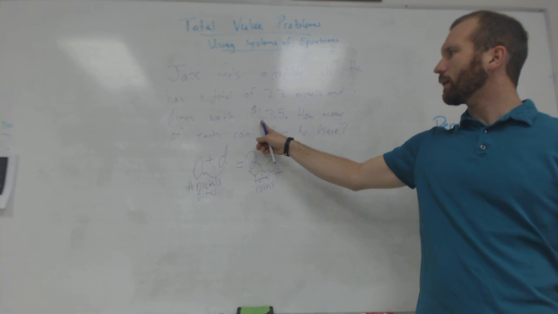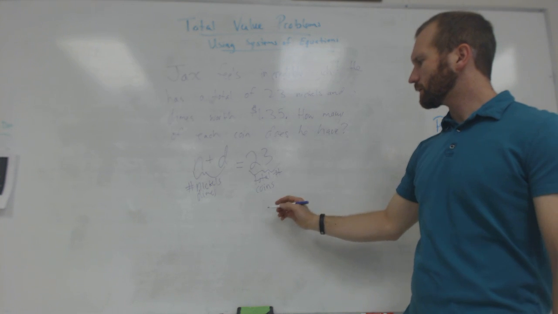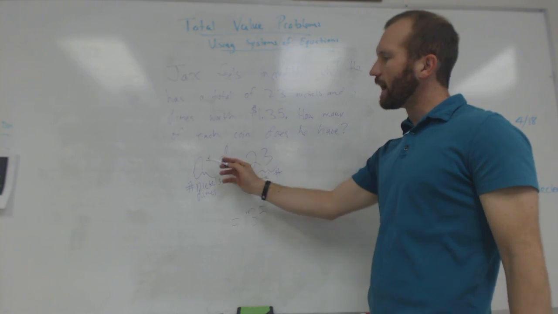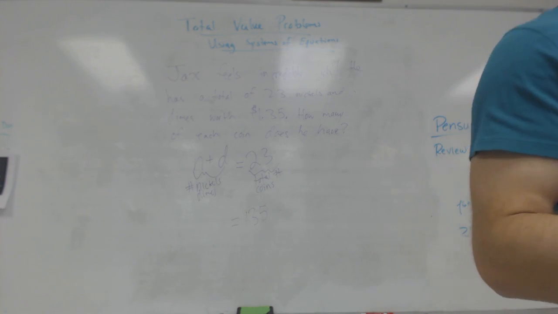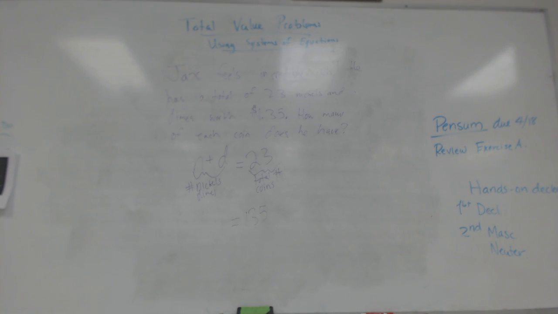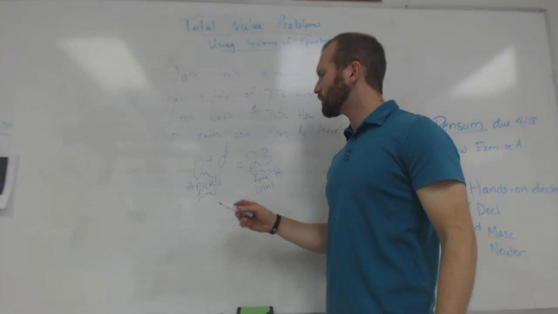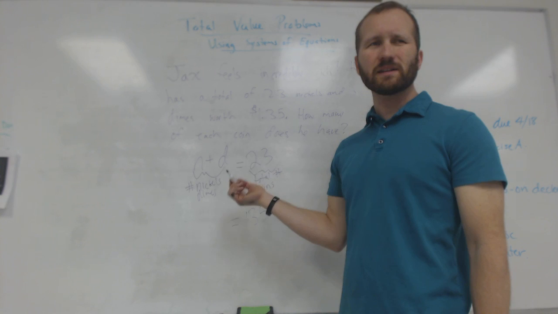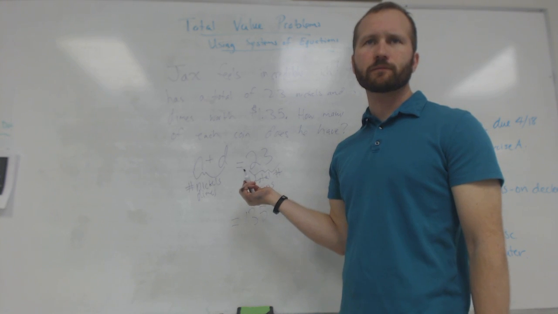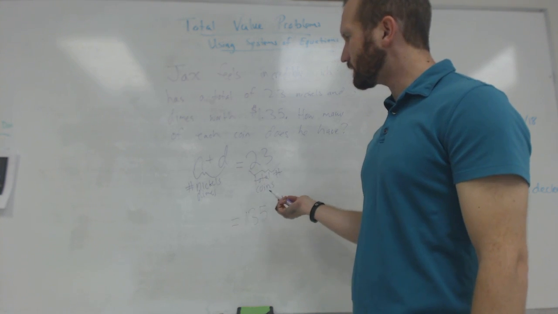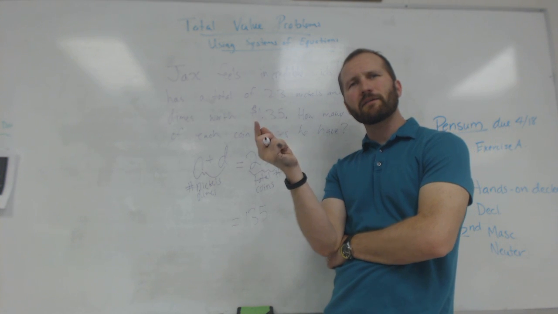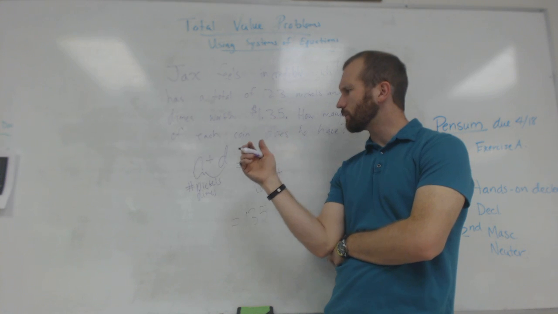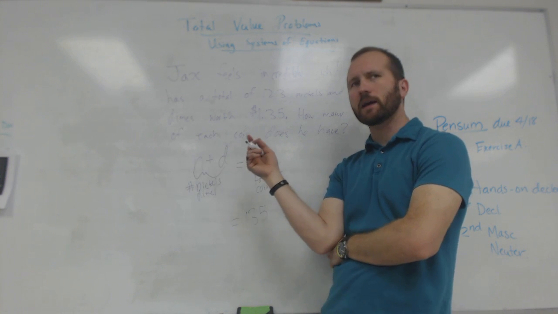Now I want to figure out how to use this 1.35. So something is going to equal 1.35, and that's going to be the value of nickels and the value of dimes. So how do I write an equation that shows the value of a nickel? What is the value of a nickel? 5 cents. So my equation is probably going to have the number 5 in it.